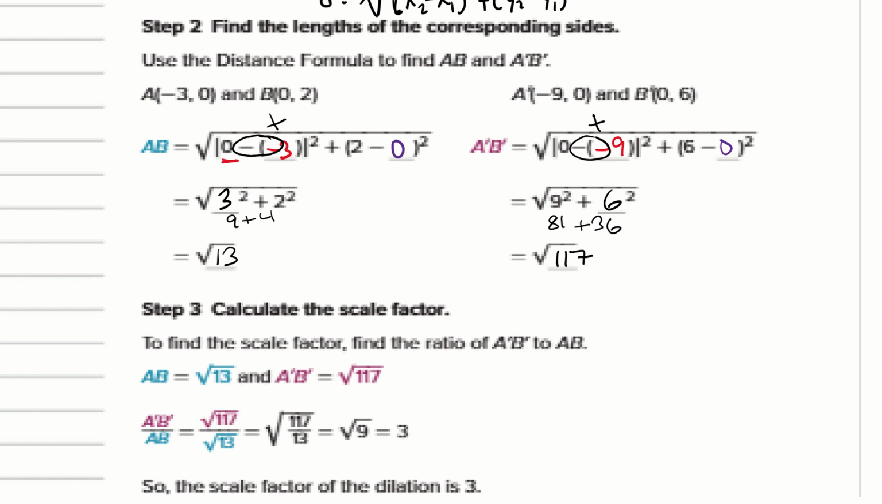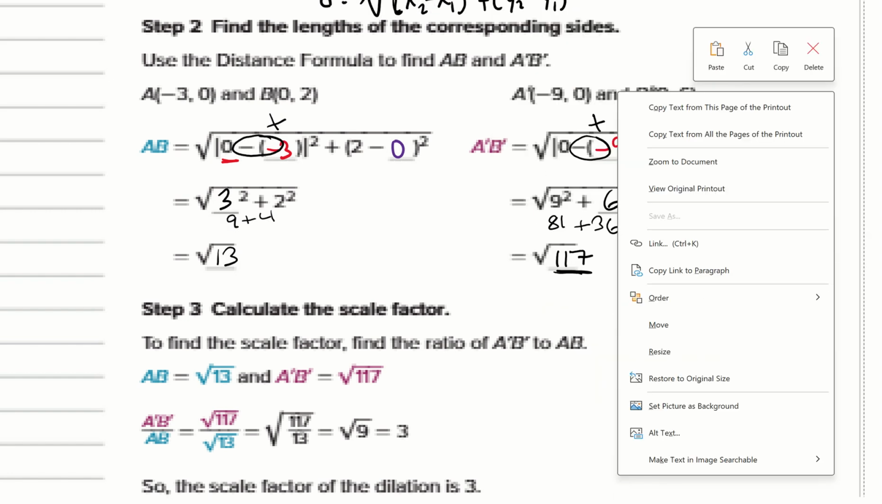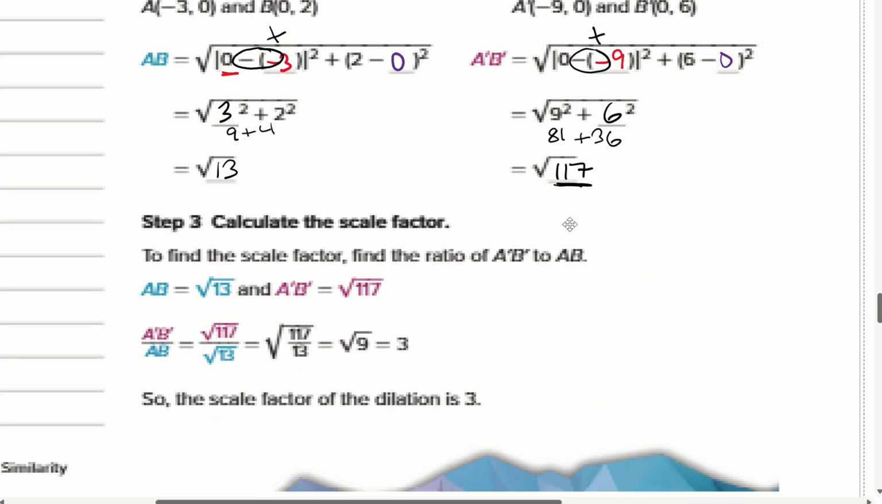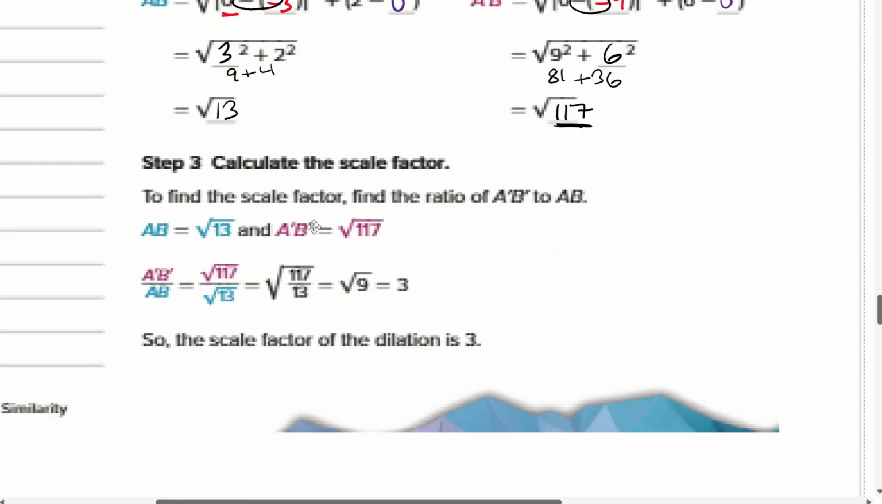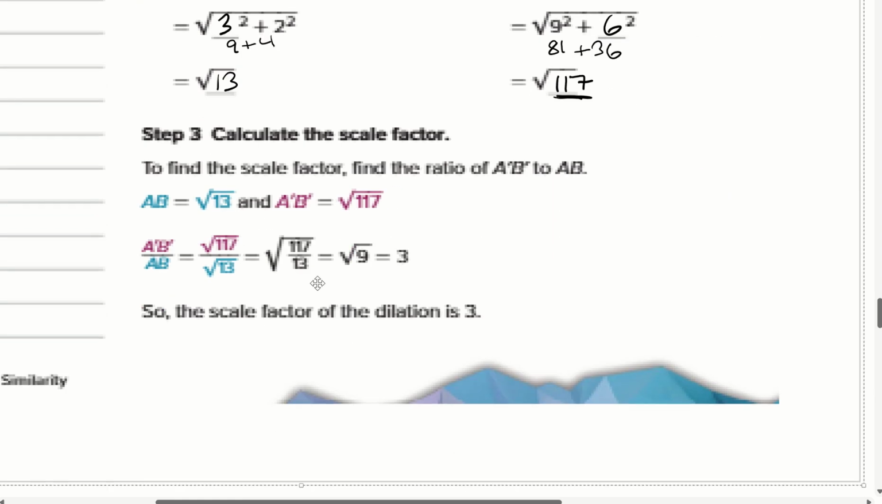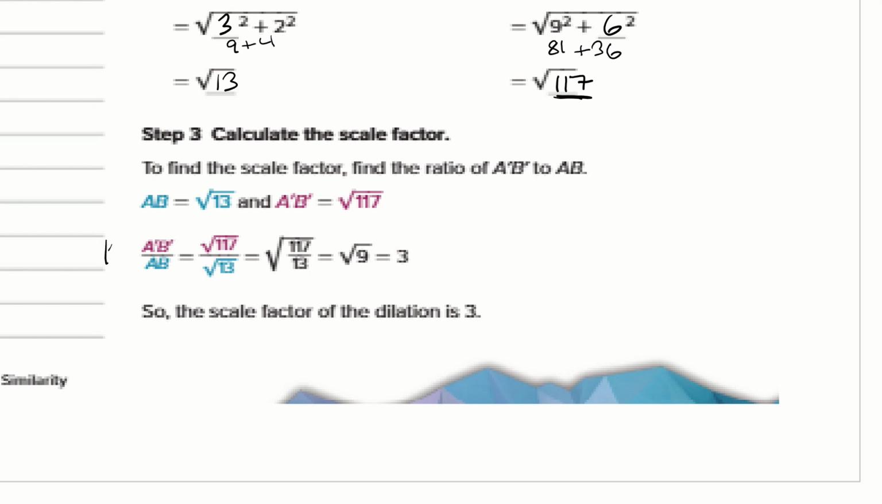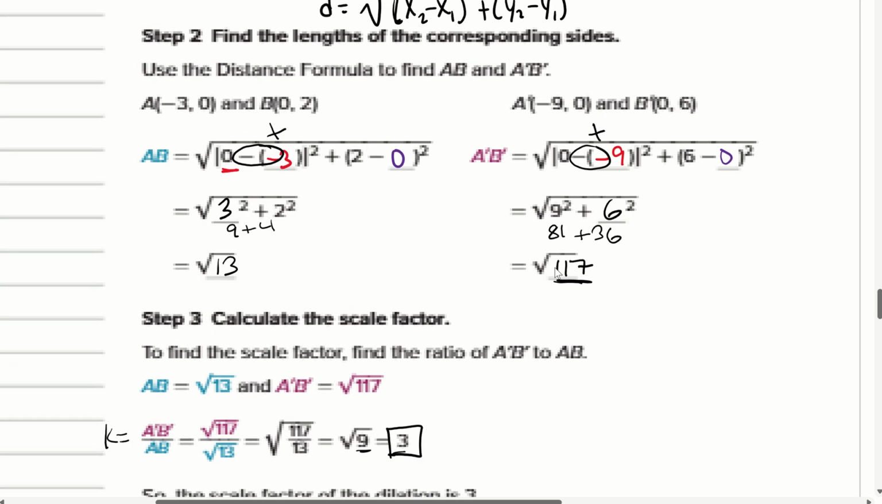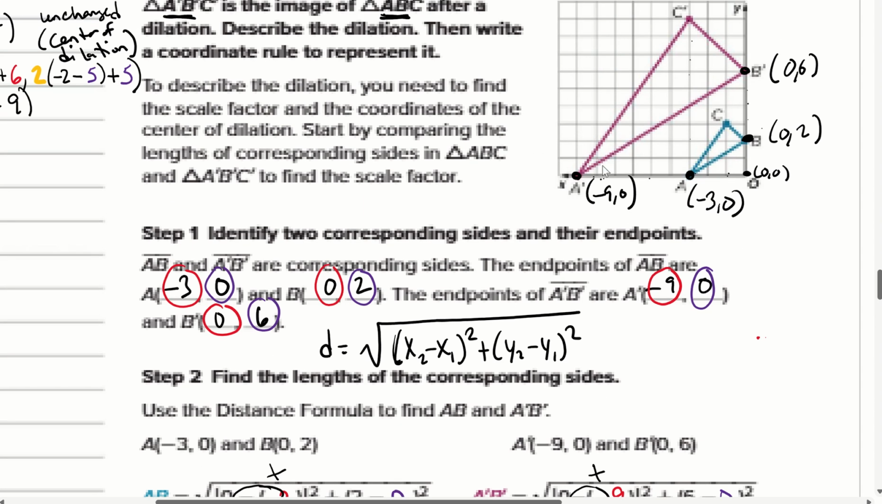Okay, remember this is the image and this is the pre-image. So to get the scale factor, we have to divide the image by the pre-image. So this is our scale factor, K equals image divided by pre-image. And 117 divided by 13 is 9, and the square root of 9 is 3. So that's my scale factor, K equals 3. The scale factor is 3. So that's how you find the scale factor. Just take any two corresponding sides, figure out their lengths, and then divide the image by the pre-image.